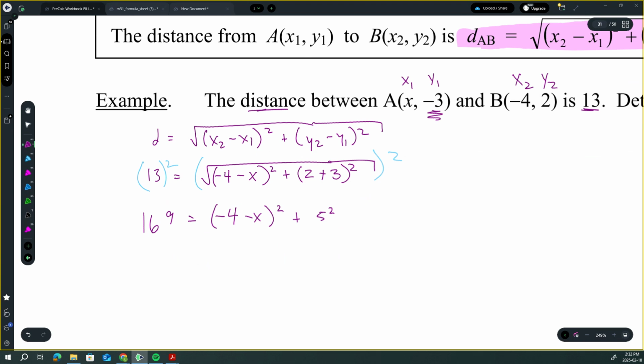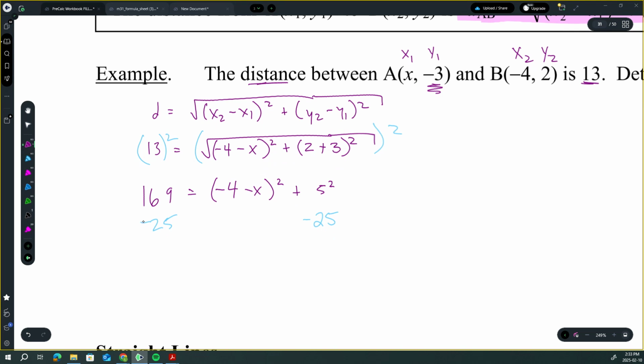Okay, fix that. So 5 squared, we know that that is going to be 25. So I'm going to subtract 25 here. So that's going to give us 144 equal to -4 minus x squared. To get rid of a square, I'm going to do the opposite, which is square root. So square root both sides.